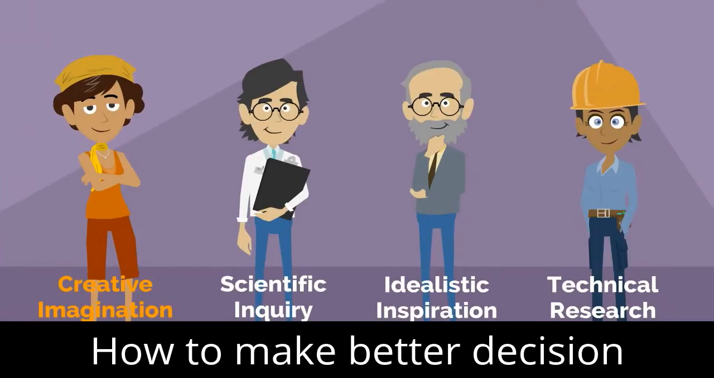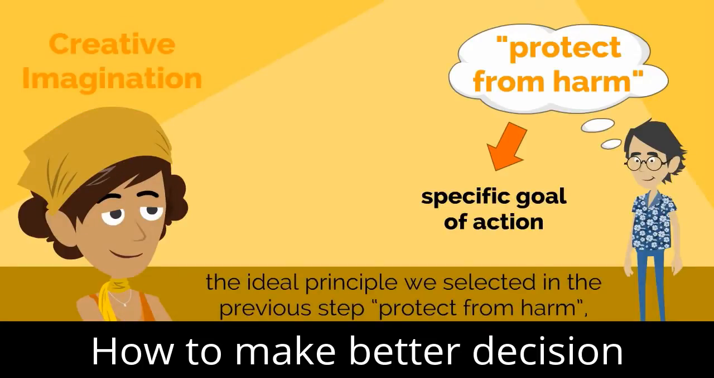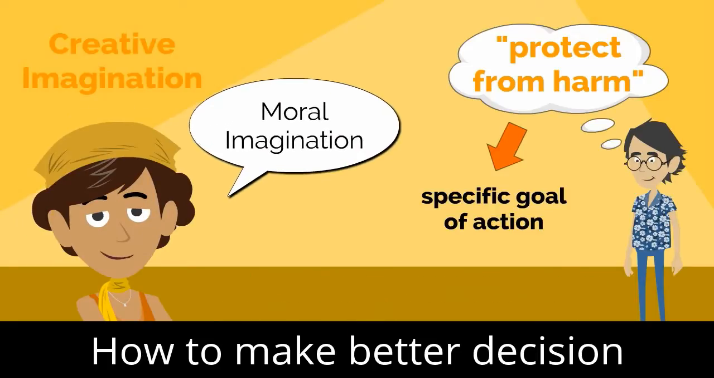Skill 3 is creative imagination. A decision is better if we envision a clear goal. The ideal principle we selected in the previous step, protect from harm, needs to be imaginatively translated into a specific goal of action. We call this moral imagination.